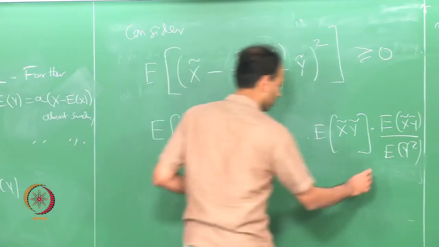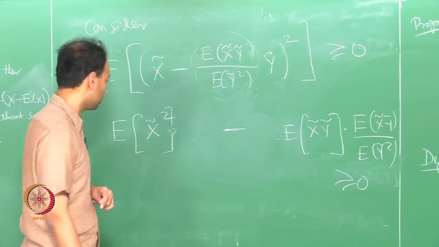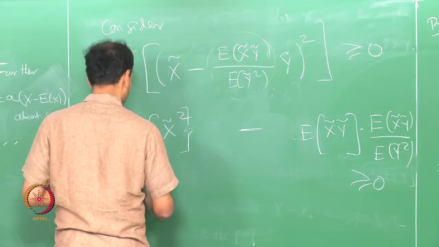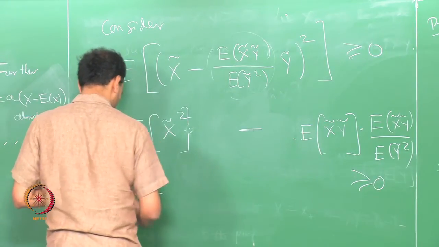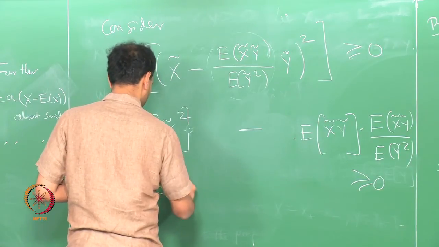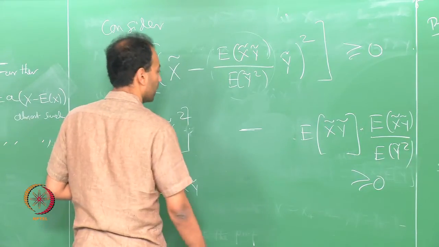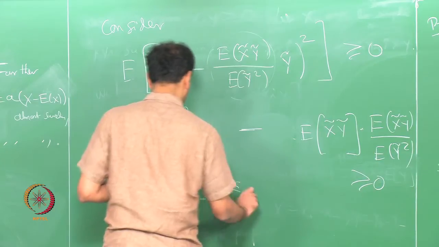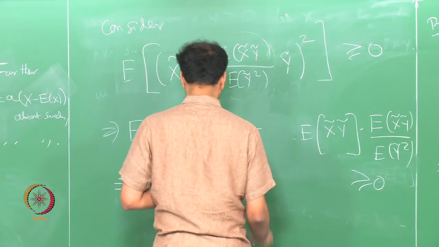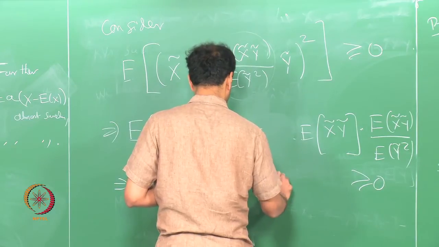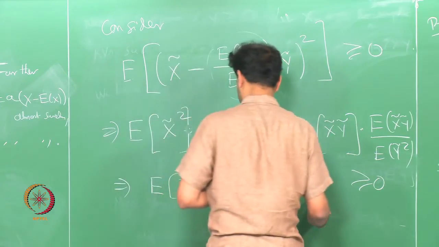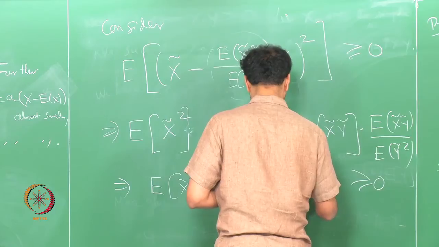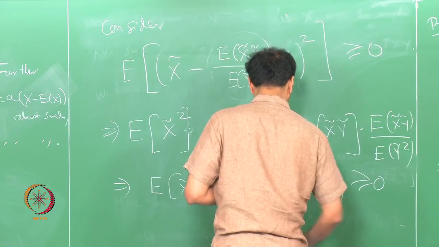So, this is greater than or equal to 0, right, which means, bringing this to this side, you have the expectation of x tilde y tilde, squared, is less than or equal to the expectation of x tilde squared times the expectation of y tilde squared, correct.